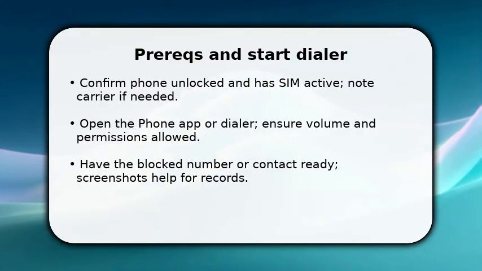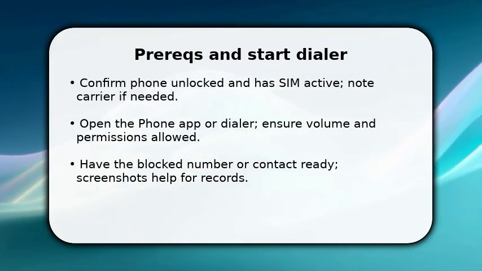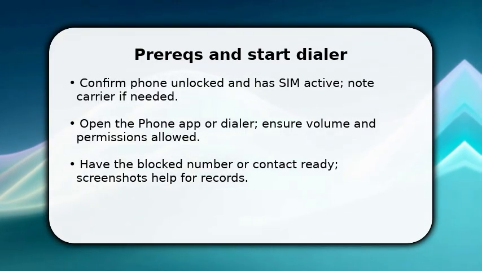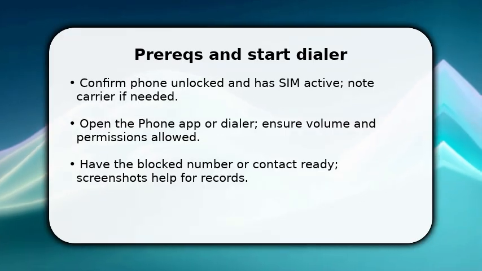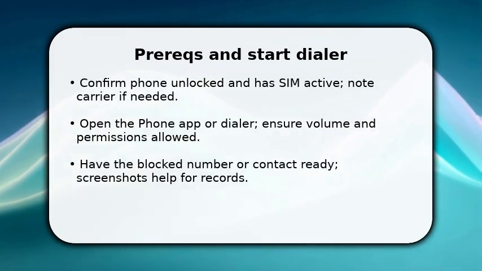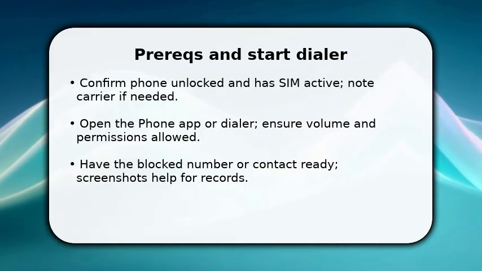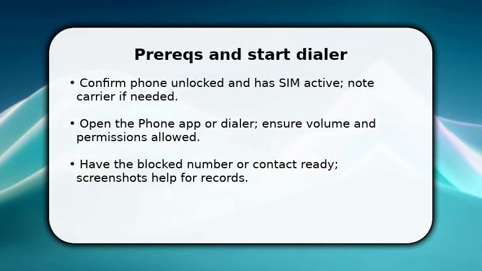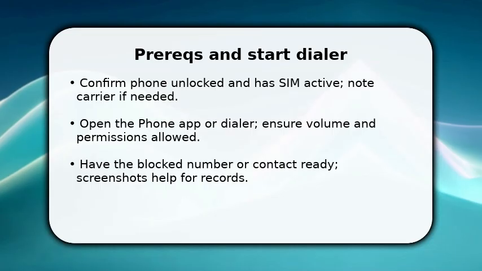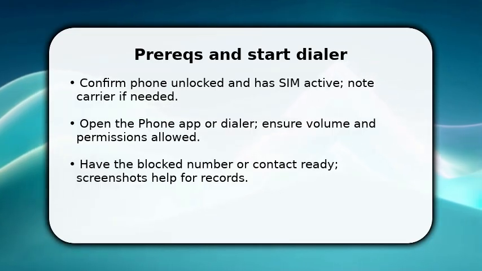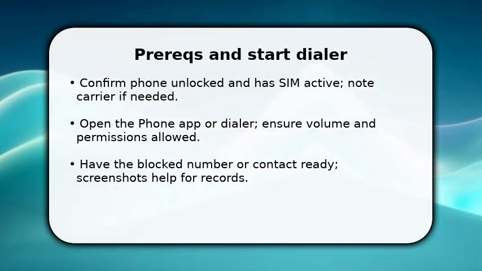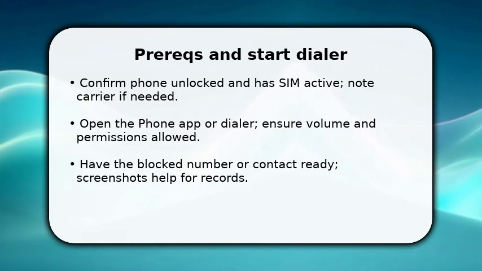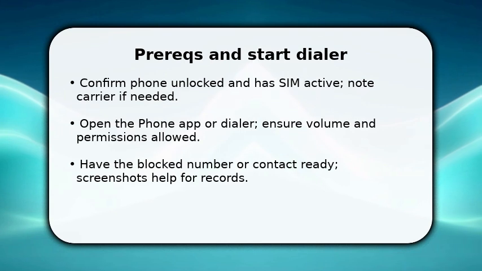You'll begin by preparing the essentials. Make sure your Android is unlocked, the SIM is active, and the phone app has permission to view contacts and call logs. Open the phone app now and keep the number or contact you want to check handy. This step matters because some methods read recent call logs while others inspect a block list in settings. By starting in the dialer, you cover both paths. Once done, proceed to the call log or menu options to find the block controls.